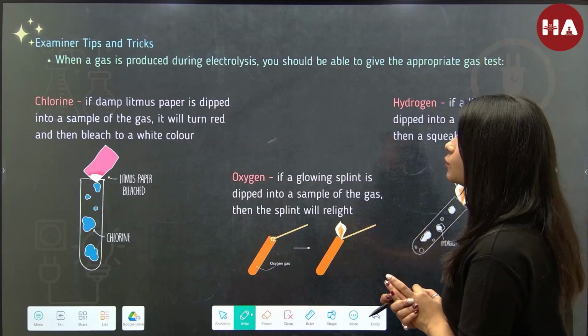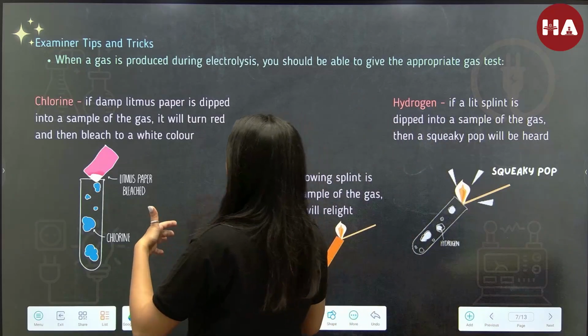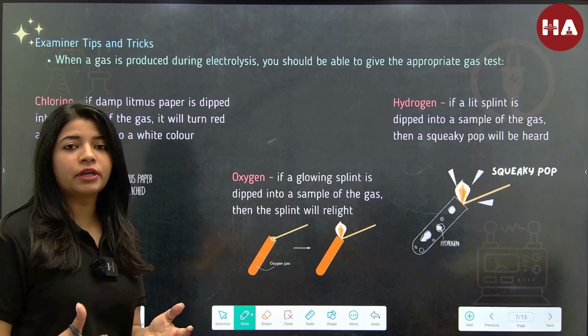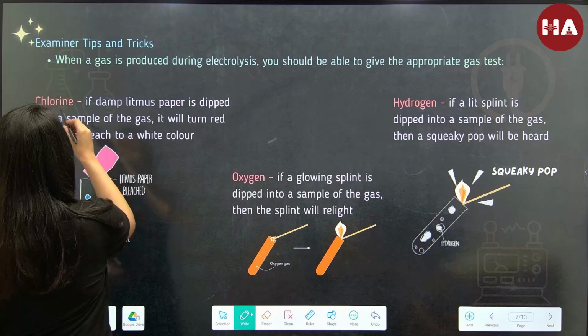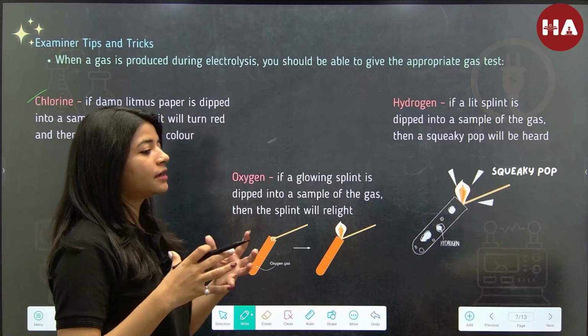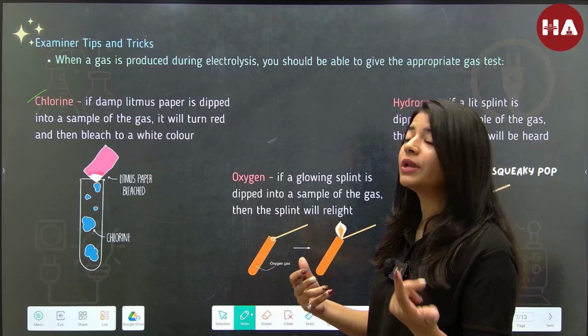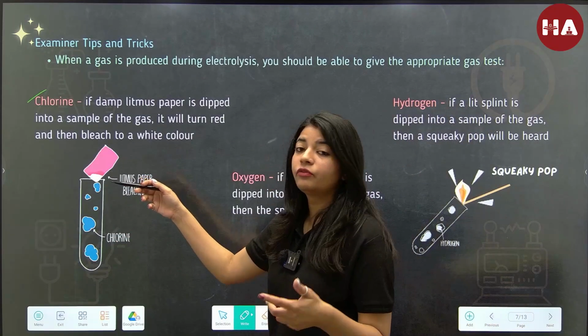So now let's move to very interesting examiner tips and tricks. What is it about? What type of gas is actually produced? We can test that gas, so for that we have to consider different experiments. For example, if chlorine gas is produced, then how will I know if the chlorine gas is produced or not? There is this diagram for our better understanding.